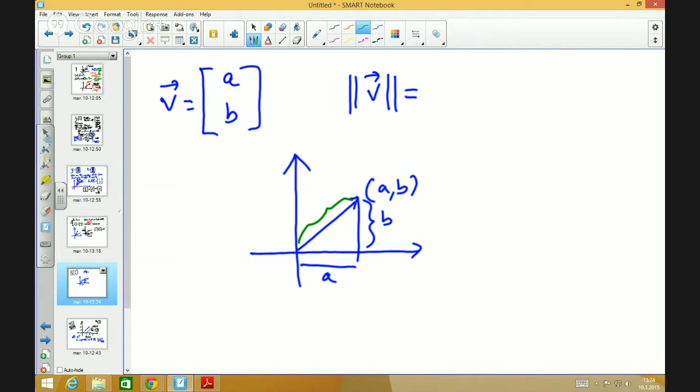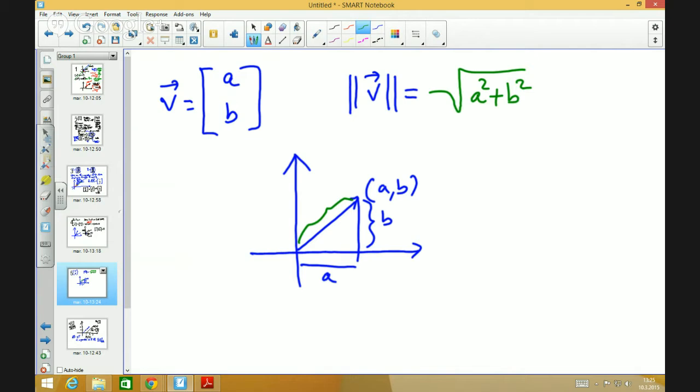How do we calculate it? By using a theorem that is due to Pythagoras. And what does Pythagoras' theorem say? Well, that this is the square root of a squared plus b squared. Is that okay? Does everybody agree with that?